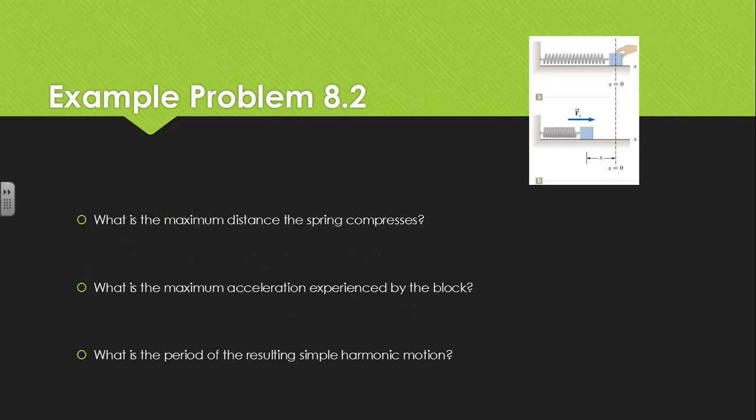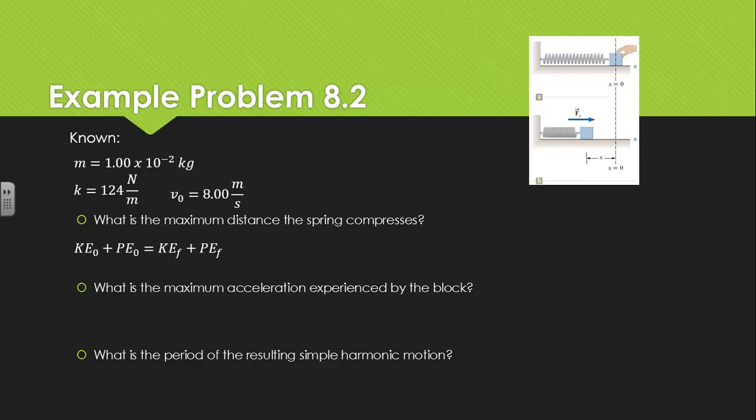So first of all, what is the maximum distance compressed by the block? This is where I might want to use conservation of energy. I know m, k, and v initial. So I could say KE initial plus PE initial equals KE final plus PE final. Well, the only energy I have initially is kinetic energy, since the initial distance x equals 0. It's also worth pointing out that the height of the block didn't change, and so I'm going to ignore gravitational potential energy. When the spring gets compressed the maximum amount, the kinetic energy goes to 0. All the energy has been converted to spring potential energy.